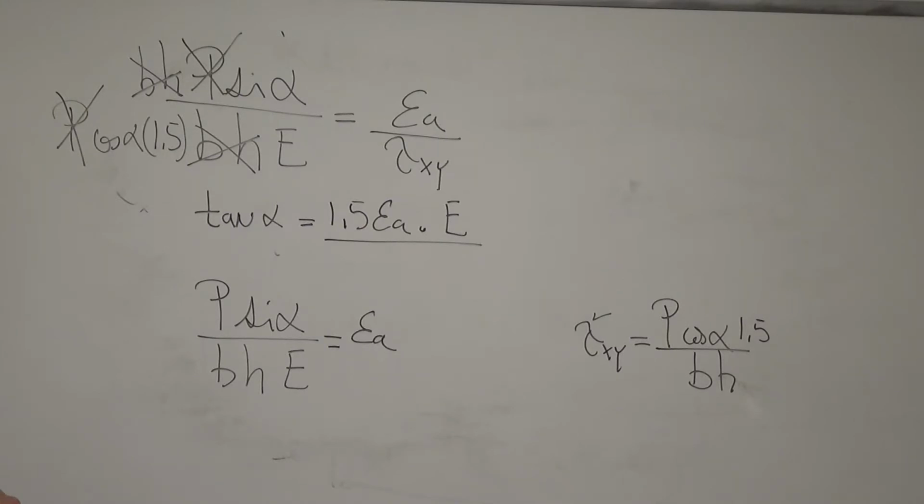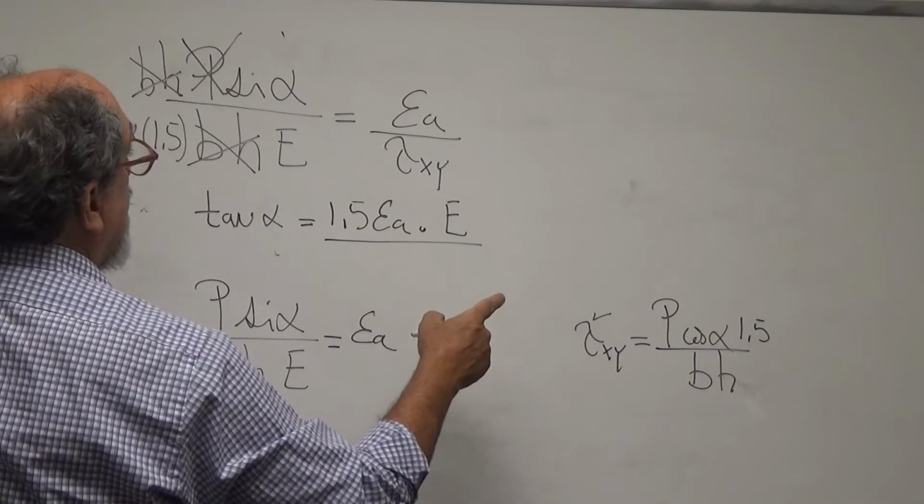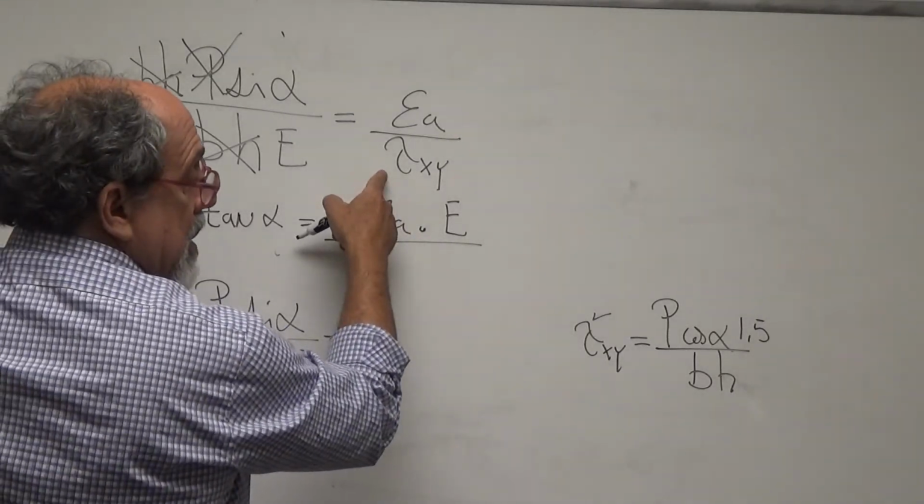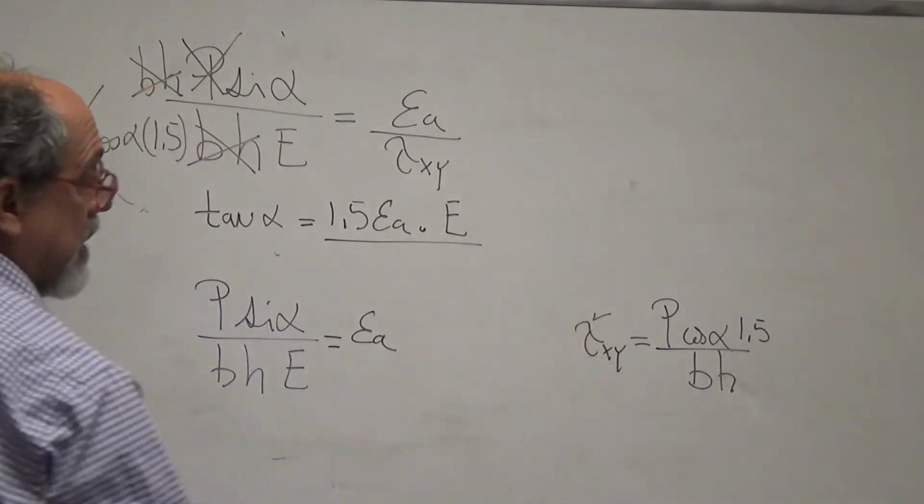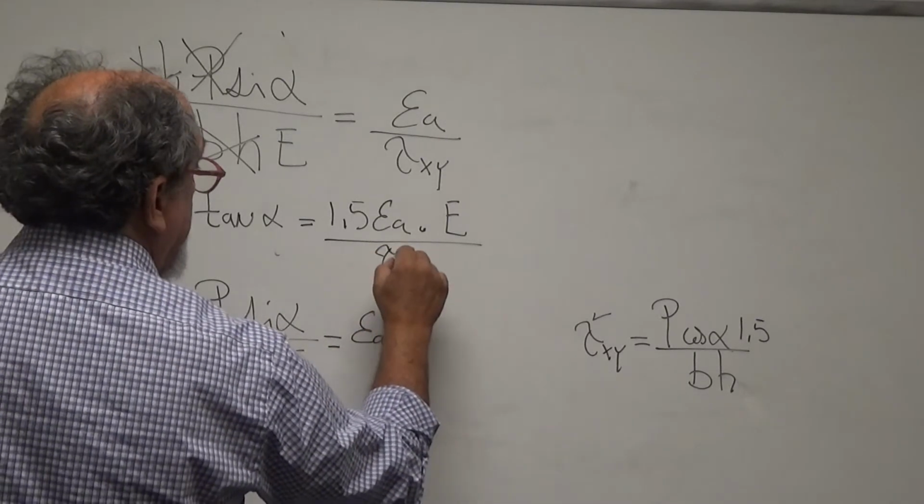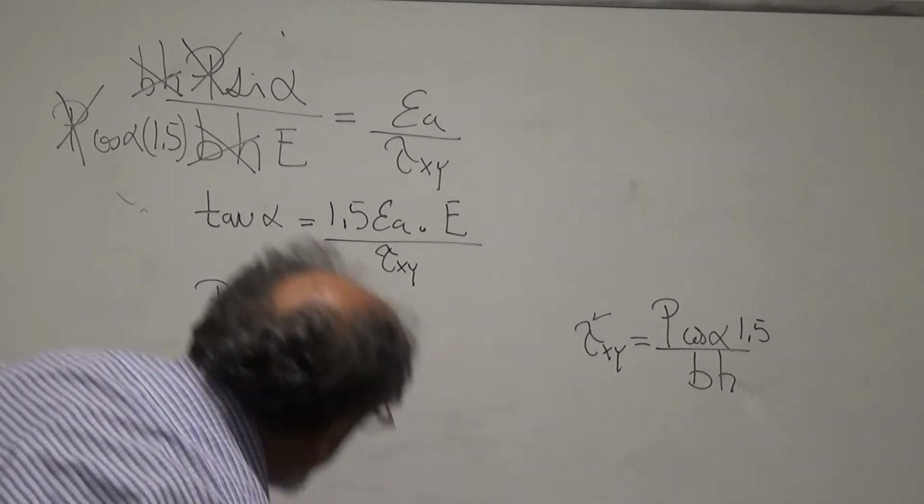Divided by the tau xy. I think I made an error here. No, that's correct. Divided by the tau xy, yeah. It's okay, I just solved it differently. I was doing it before.